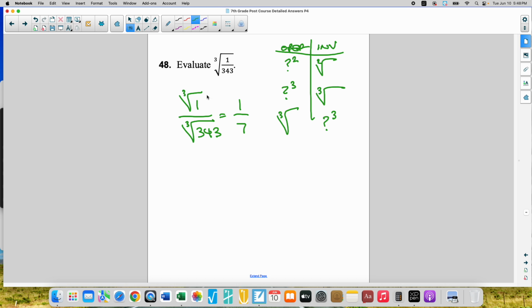Now, notice I didn't do plus or minus because it's positive. So cubes or odd exponents, we don't have to worry about plus or minus. Okay? So there's no negative number times itself 3 times that's going to give us a positive. It's always going to be negative. So this is the answer, 1/7.